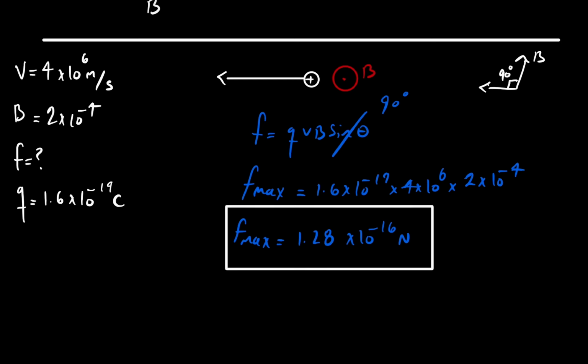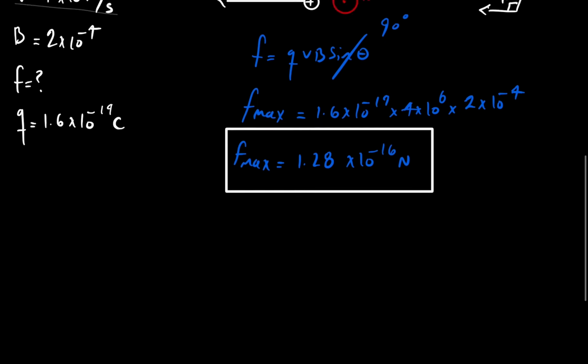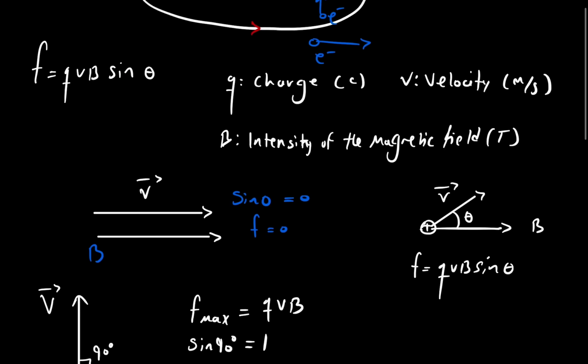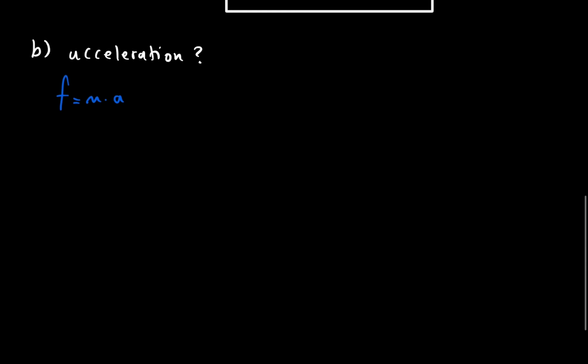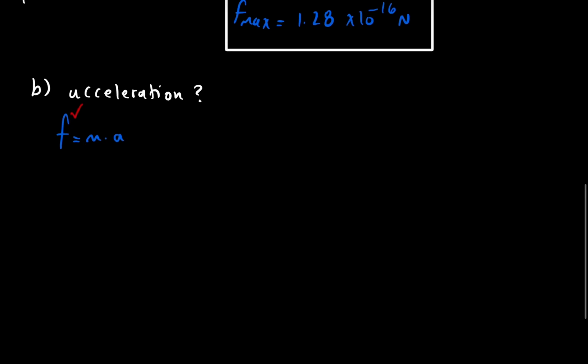Now, you could also be asked to calculate the acceleration of the proton in the magnetic field. And so if a question was to ask for acceleration, you have to keep in consideration that you can use Newton's second law, F equals ma. Here we know the force of the proton. We just found it in the last part. And usually the mass of one proton is about 1.67 times 10 to the power of negative 27 kilograms.